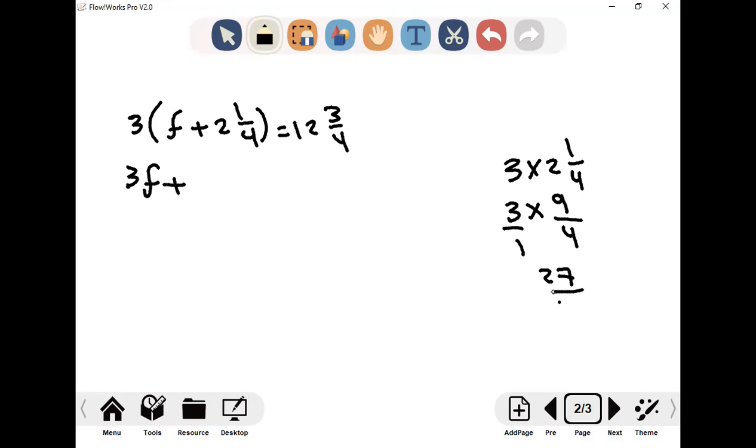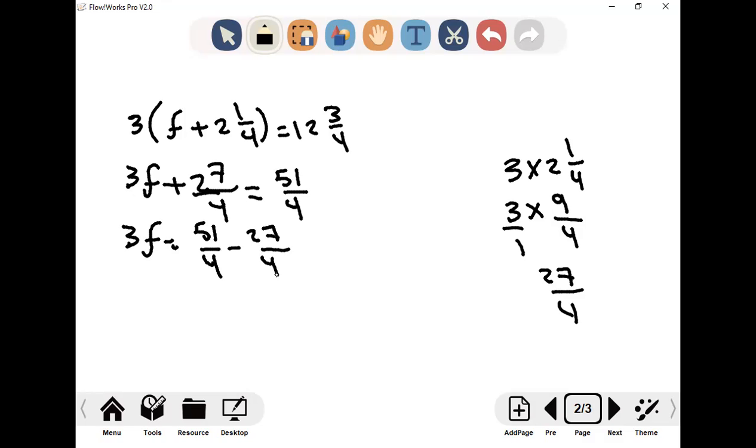This is over 1, so 27 over 4 equal. This also turn it to fraction: 48 with the 3, 51 over 4, right? Check. Now shift the 27 over 4 to the other side. It will be 3F equal 51 over 4 minus 27 over 4. 3F equal, this is over 4, right? 51 minus 27. 1 minus 7, it cannot. 11 minus 7 is 4, 4 minus 2 is 2, so 24 over 4, 6.